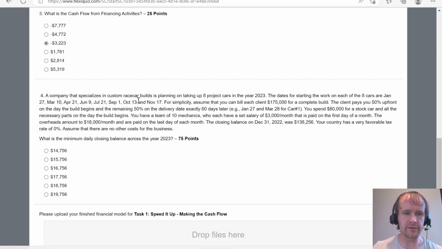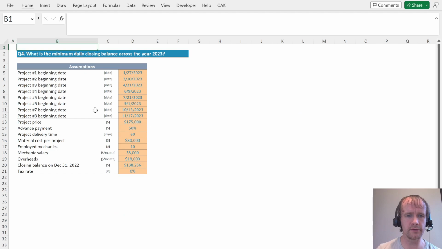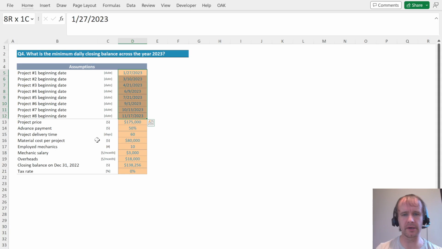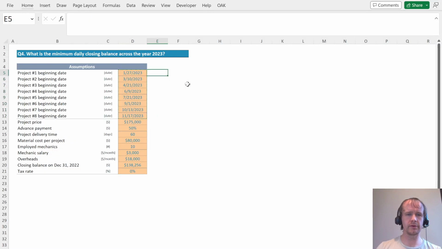Company that specializes in custom race car builds is planning on taking up 8 project cars in 2023. The dates for starting the work are these. 8 cars, cool. For simplicity, assume you can bill each client $175,000 for a complete build, 50% upfront on the day the build begins, 50% on delivery 60 days later. Okay, fine. What's the question? Minimum daily closing balance. Okay, fine. So we got this.